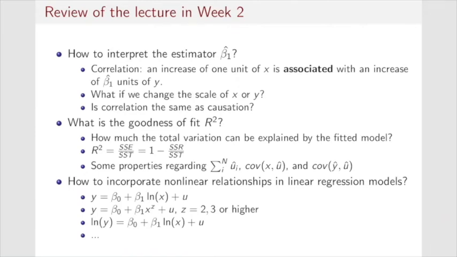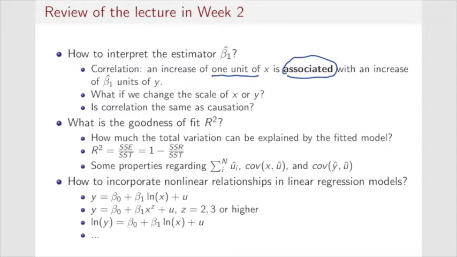In last week, we learned how to interpret the regression results. We interpret the estimator beta 1 hat as: an increase of 1 unit of x is associated with an increase of beta 1 hat units of y. Notice that we use association, not causation. We don't say 1 unit of x causes beta 1 hat units of y. The reason is that linear regression estimators only describe the correlation, not causation.